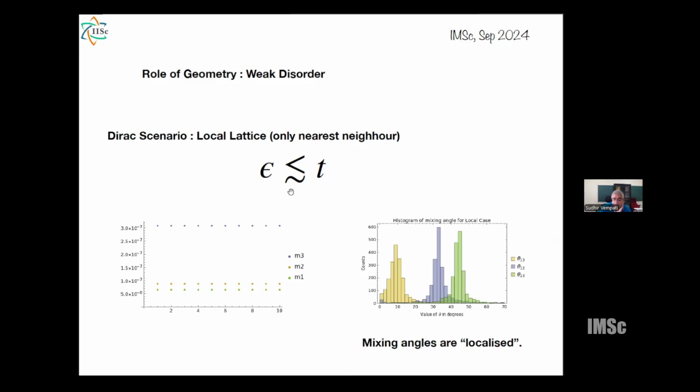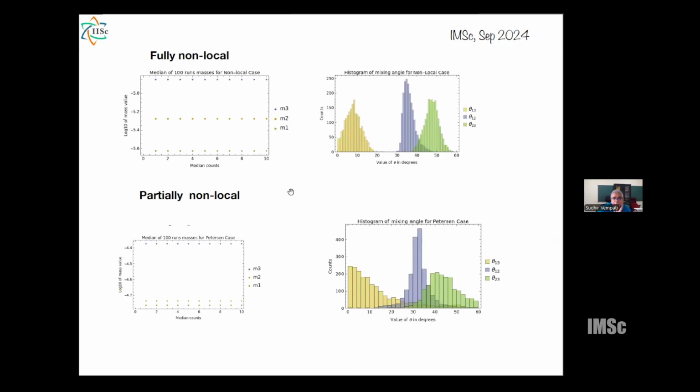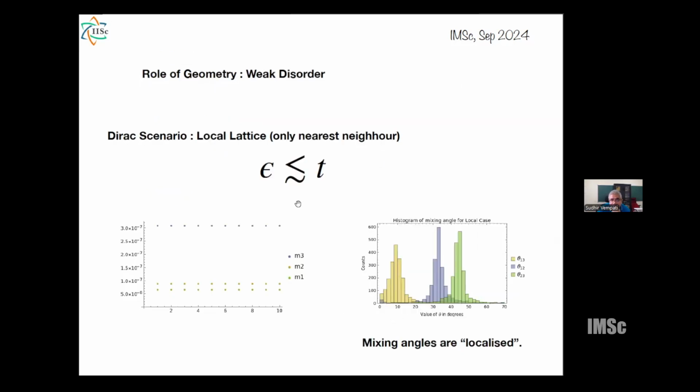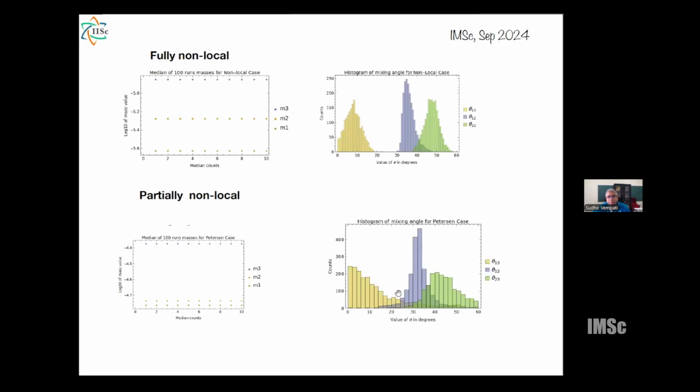The weak disorder limit is an example where you can show this. It works very well for the first case, the Anderson, nearest neighbor only. The variance is extremely small, but the moment you start plugging in the extra terms, if you start seeing the other nodes beyond the diagonal terms, the variance starts increasing, but you can still fit it. But of course, there is no real localization of the mixing angles in the real sense.